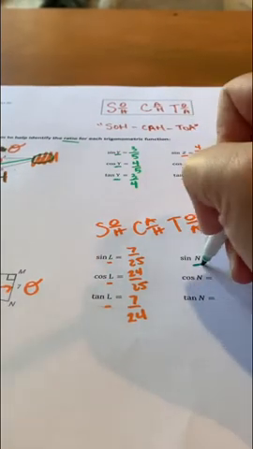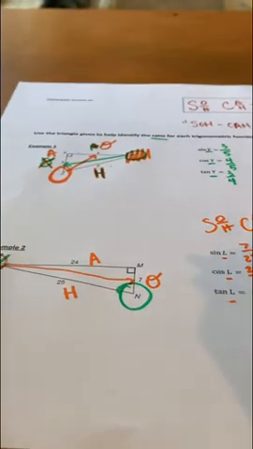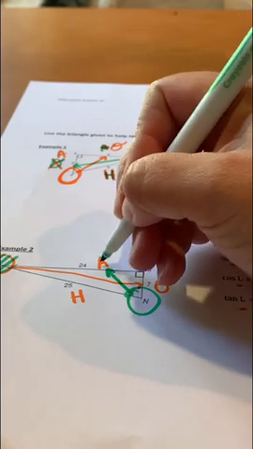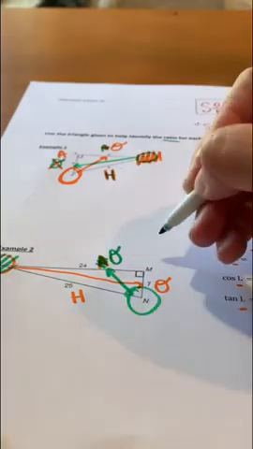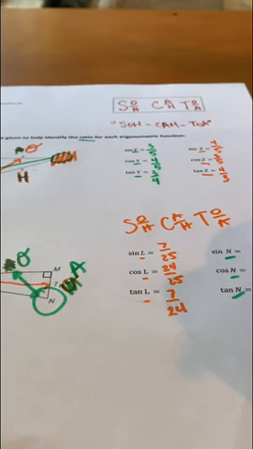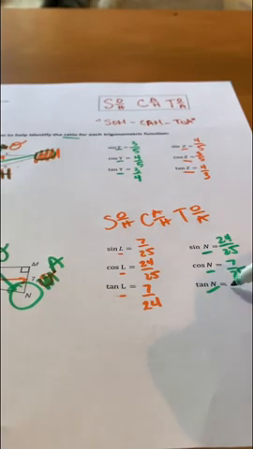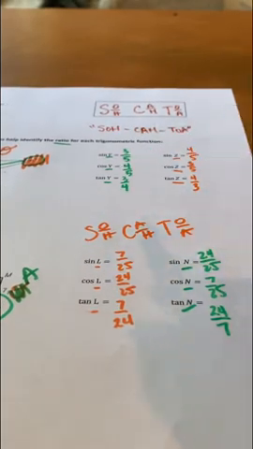When I switch over to angle N, I go across. Here's my opposite side now. So I take that and put my opposite there and my adjacent there. So sine is 24 over 25. Cosine, adjacent over hypotenuse, is 7 over 25. And now tangent from N is opposite over adjacent. So 24 over 7. So we're just going through these patterns.